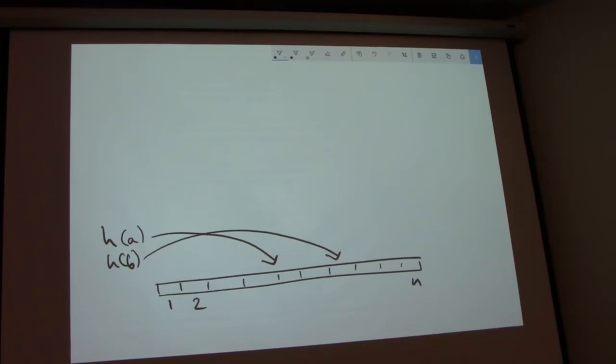So now you can ask some interesting questions once you have this. If I keep giving inputs to my hash function, I've chosen this hash function now, and I'm giving it different inputs, how many times do I have to do this before I have a collision, right? That's what we're going to answer using the birthday paradox.